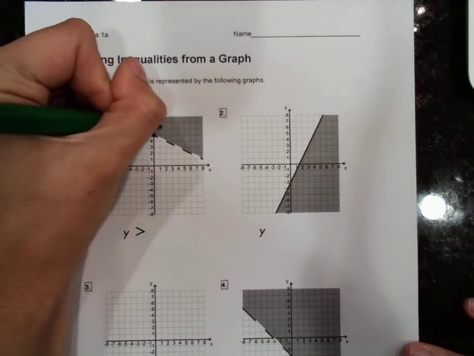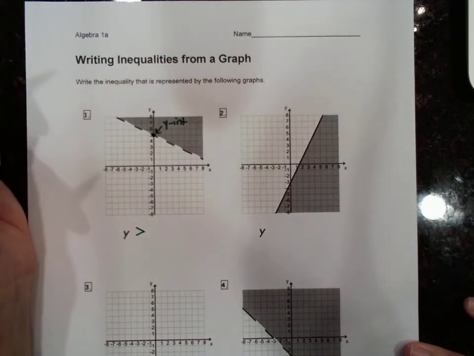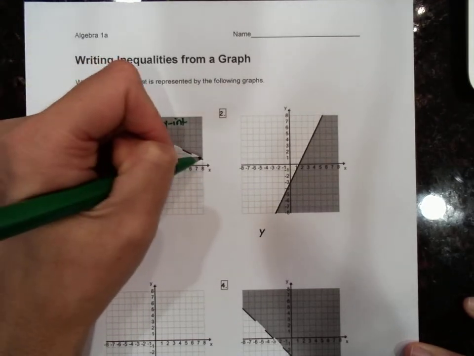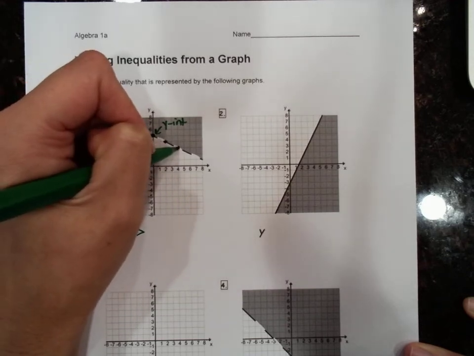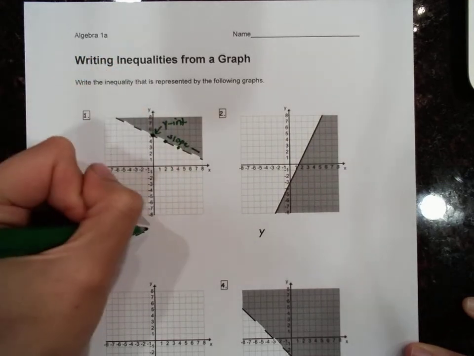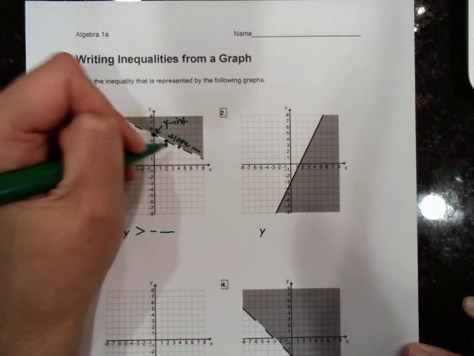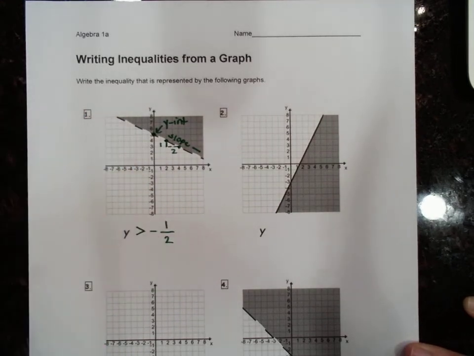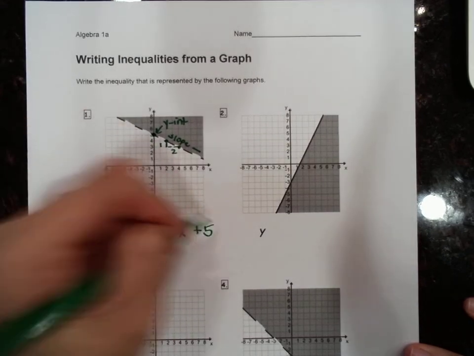So this point right here is the y-intercept. Then we need to find 2 points to determine our slope. So we can use that first point, and then here's a second point. And so when we write slope, our line's going down. So it's a negative slope. And our rise is 1, and our run is 2. So it's negative 1 over 2x plus our y-intercept, which is 5.